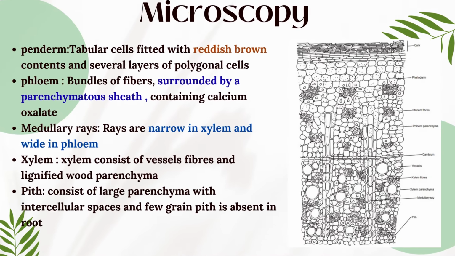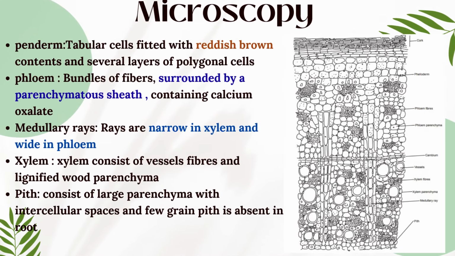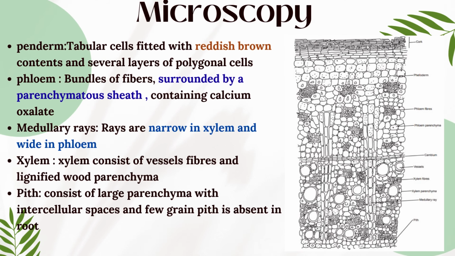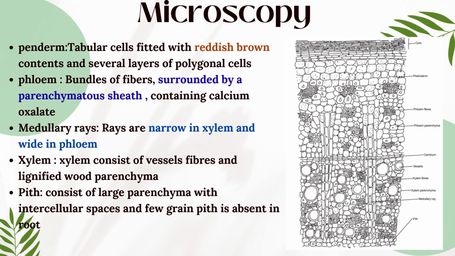Moving on to the microscopy, we will discuss the internal structure as seen under a microscope. The phelloderm is the outermost layer. It consists of tabular cells that contain reddish brown contents and several layers of polygonal cells. Inside, we have the phloem. This part contains bundles of fibers that are surrounded by a parenchymatous sheath, a layer of cells which contain calcium oxalate crystals. The medullary rays are the radial lines extending from the center.